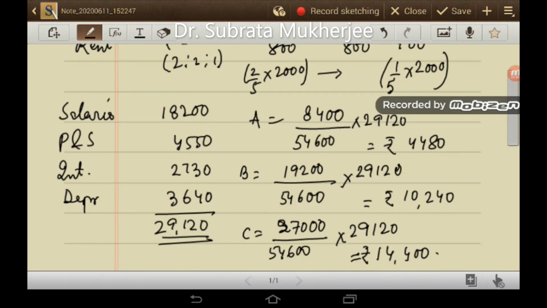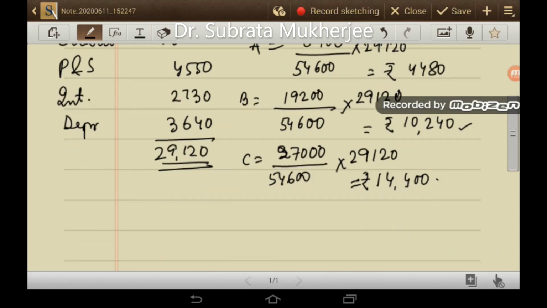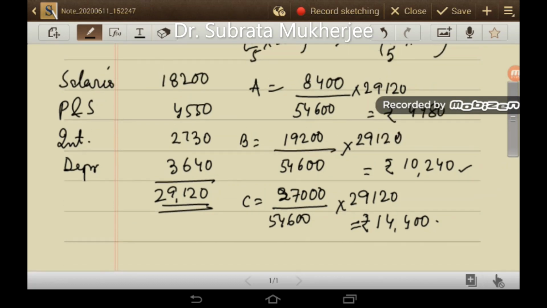So for Department A, other expenses that will be allocated will be 4,480. For Department B, similarly, the gross profit of Department B is 19,200 divided by 54,600 into 29,120. So this is calculated at 10,240. And for Department C, 27,000 is the gross profit divided by 54,600 into 29,120. So this is 14,400.